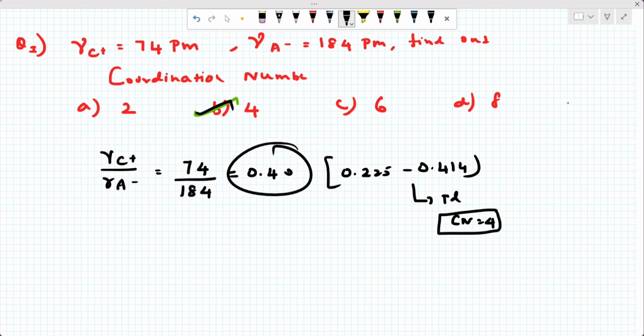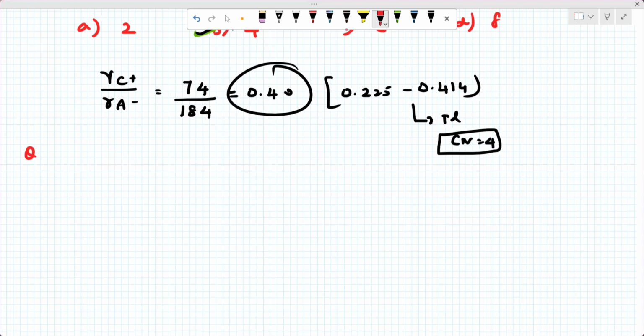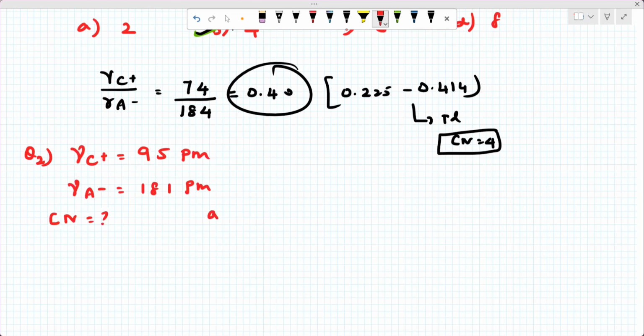Next problem. Now try this question. Tell me the answer, anyone. Same type. Question number 2. The radius of the cation is equal to 95 picometer. The radius of the anion is equal to 181 picometer. Find the coordination number. Option A 2, option B 4, option C 8, option D 6.